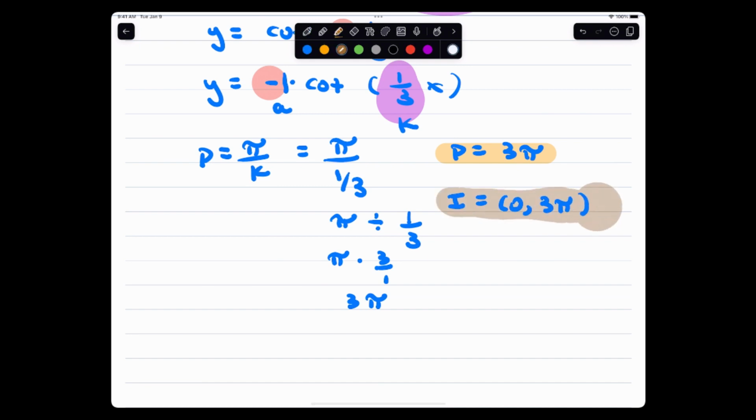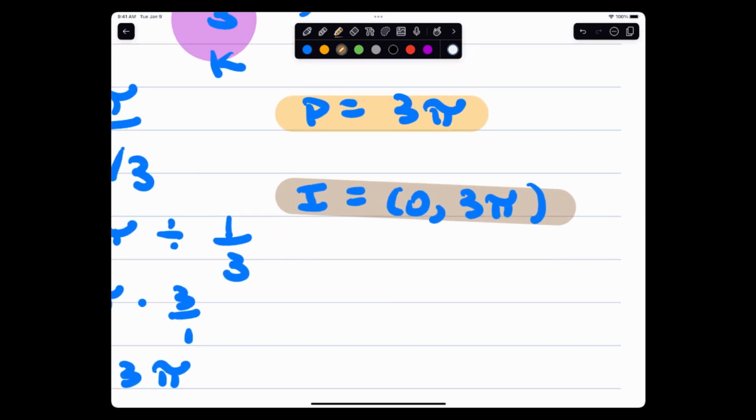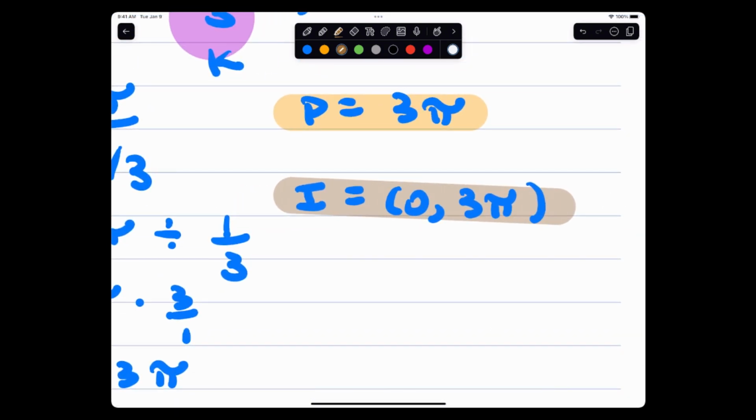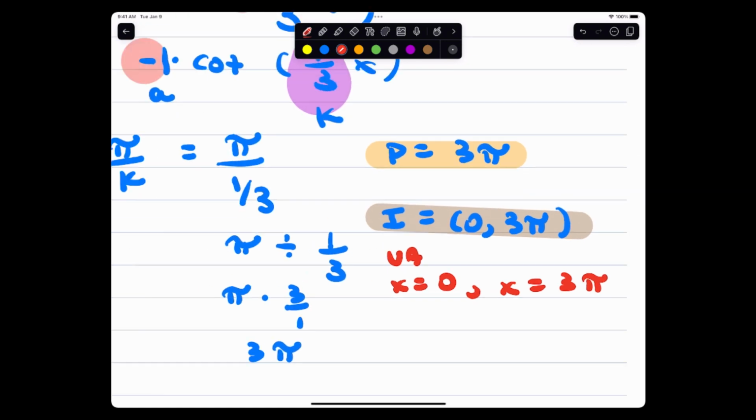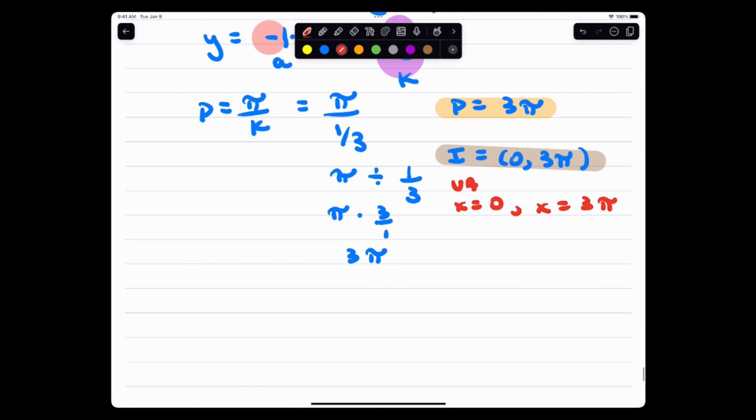Now, once you have those numbers here, you've got a lot of information. Is that right? From here, what could you guys do? You can get your vertical asymptotes, which happen at x equals 0. X equals what? 3 pi. Is that right? And then also, you can get your what?